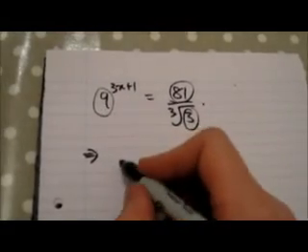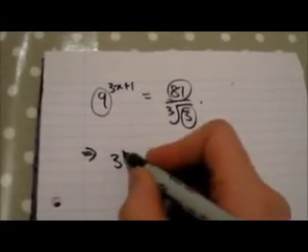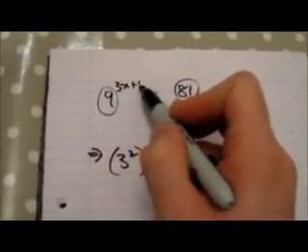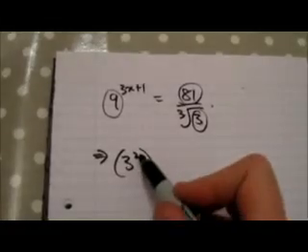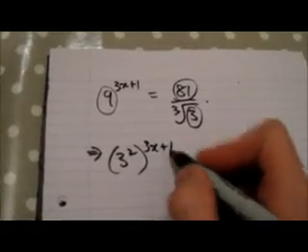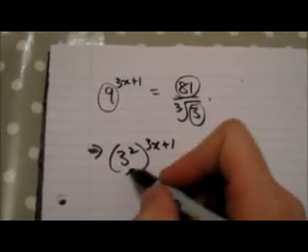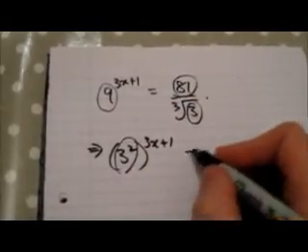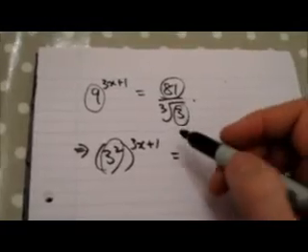So the 9 there, that's going to be 3 squared. And because it's 9 to the power of 3x plus 1, this is going to have to be 3 squared to the power of 3x plus 1. That 3 squared there is the same as that 9, so I still have to put the same power on it. I don't want to mess with the equation, I just want to write it in a different way.